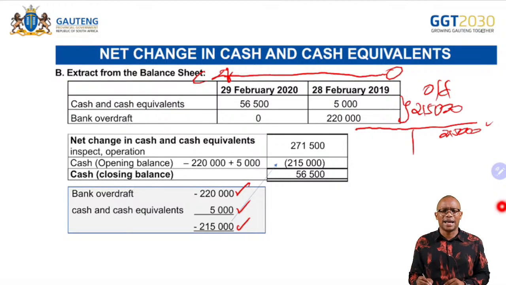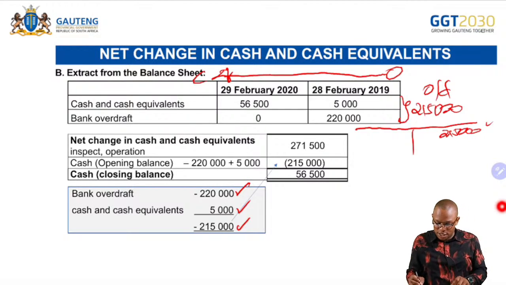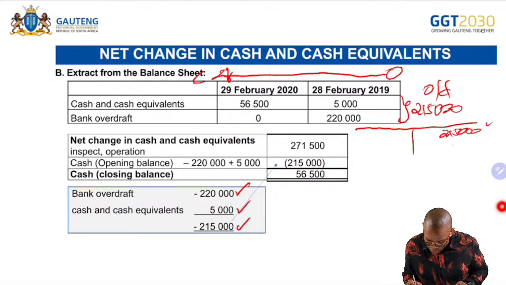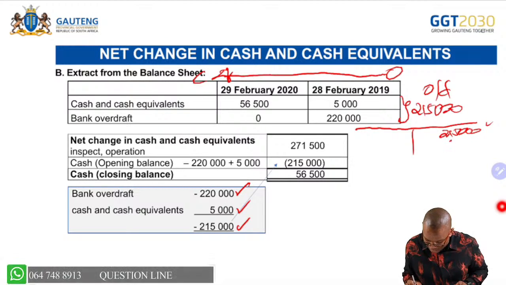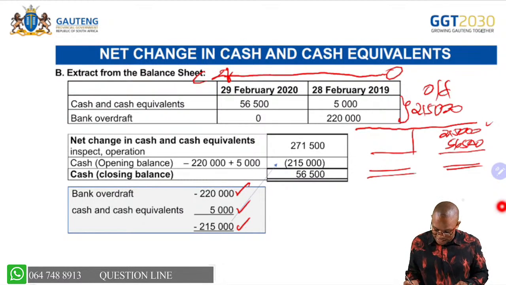But now for the current year, 56,500, it's a positive figure. I said you must do the opposite. It means when you do it, you'll put it on the credit side as 56,500. Let's add. When you add the two, you will get 271,500.